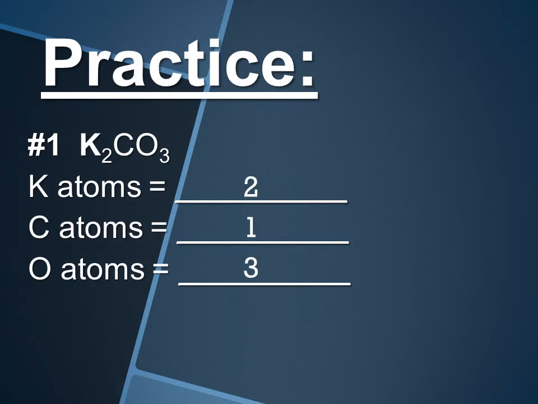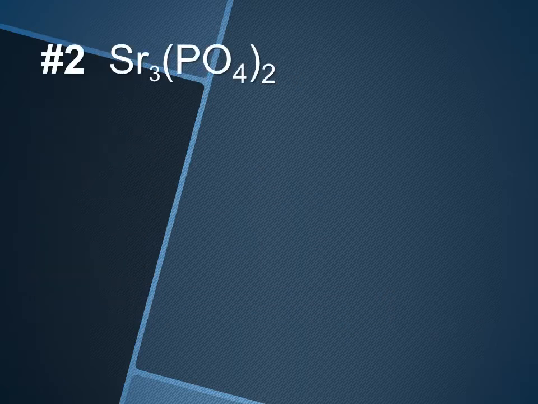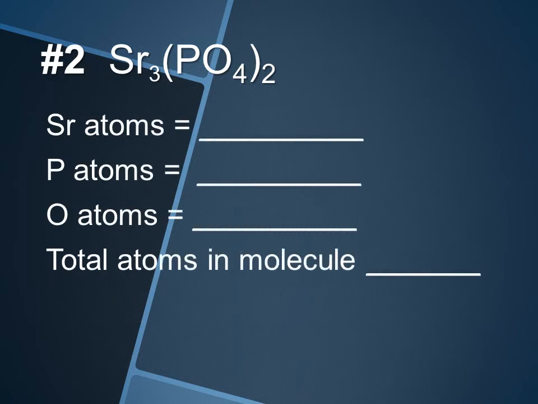So these are easy, right? I think we can all do these probably without much practice. So how many total atoms? Did you figure out that there are 6? Okay, so 2 plus 1 plus 3 is 6. Okay, so those are easy. So a little more challenging here. So take a minute, see if you can figure this out.